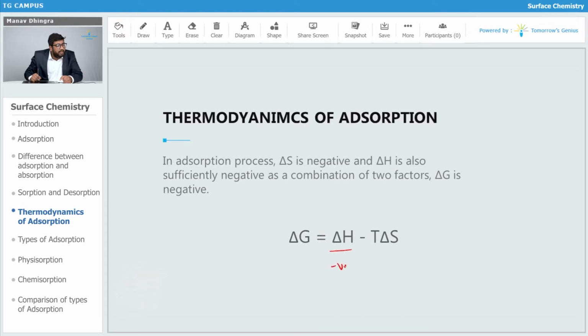this particular thing is negative, this particular thing is negative, but temperature is going to be positive. And when you multiply negative with negative, your whole quantity becomes positive. Now overall, T delta S is going to be positive. Now if the temperature increases, what will happen? Your delta G value will become less and less negative. That is, it will be approaching towards 0.